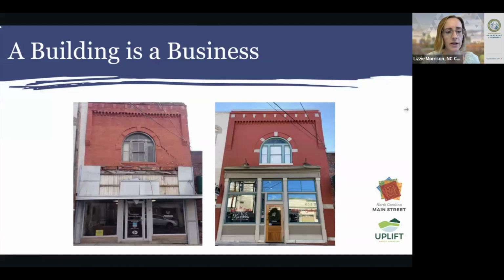So let's look at a real example. This is Mount Airy because I have the most before and after pictures of Mount Airy. The photo on the left is a building in Mount Airy prior to redevelopment. Upstairs was vacant and used for storage. Downstairs was an insurance office with one full-time employee and one part-time employee. The insurance office was planning to close due to the owner's health.